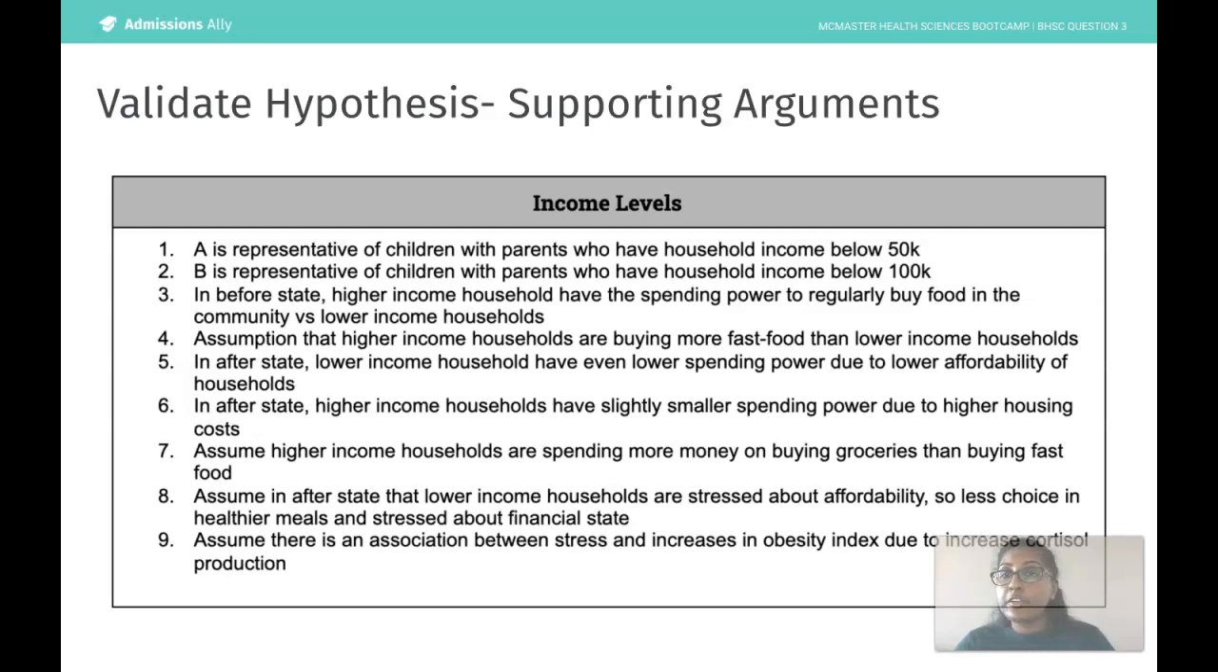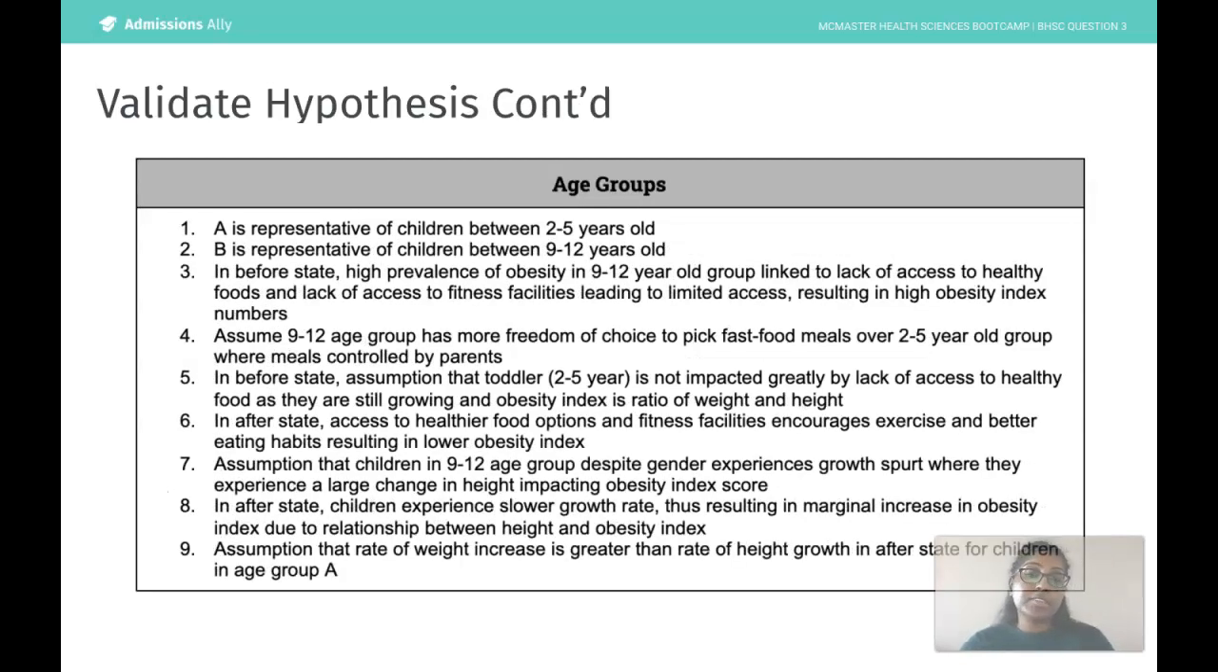And so far, there is no discrepancy, or no supporting argument that's saying that that's not true. But as we move through the different examples, so this is another example with the age groups, again we follow the same exercise. We define what A and B is, we define what that means for the before and after state, and then we try to explain why the trends are happening that we're seeing.